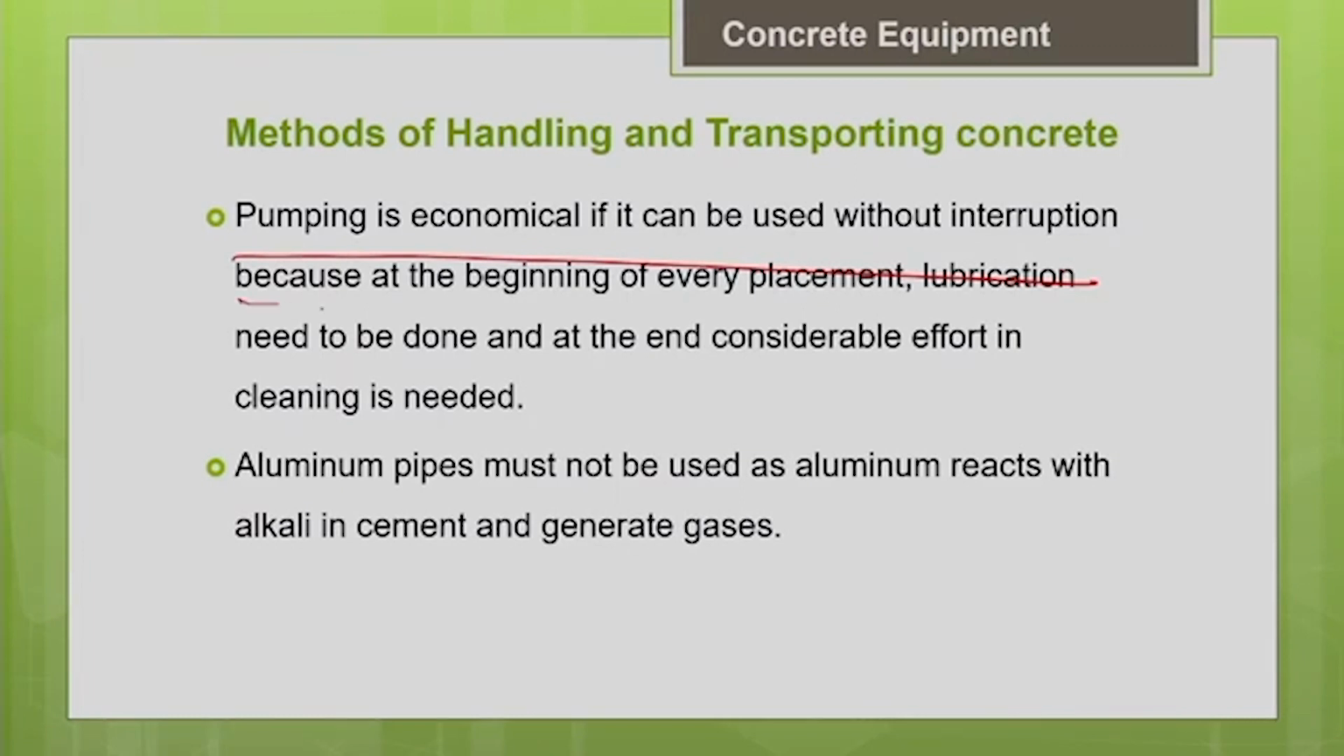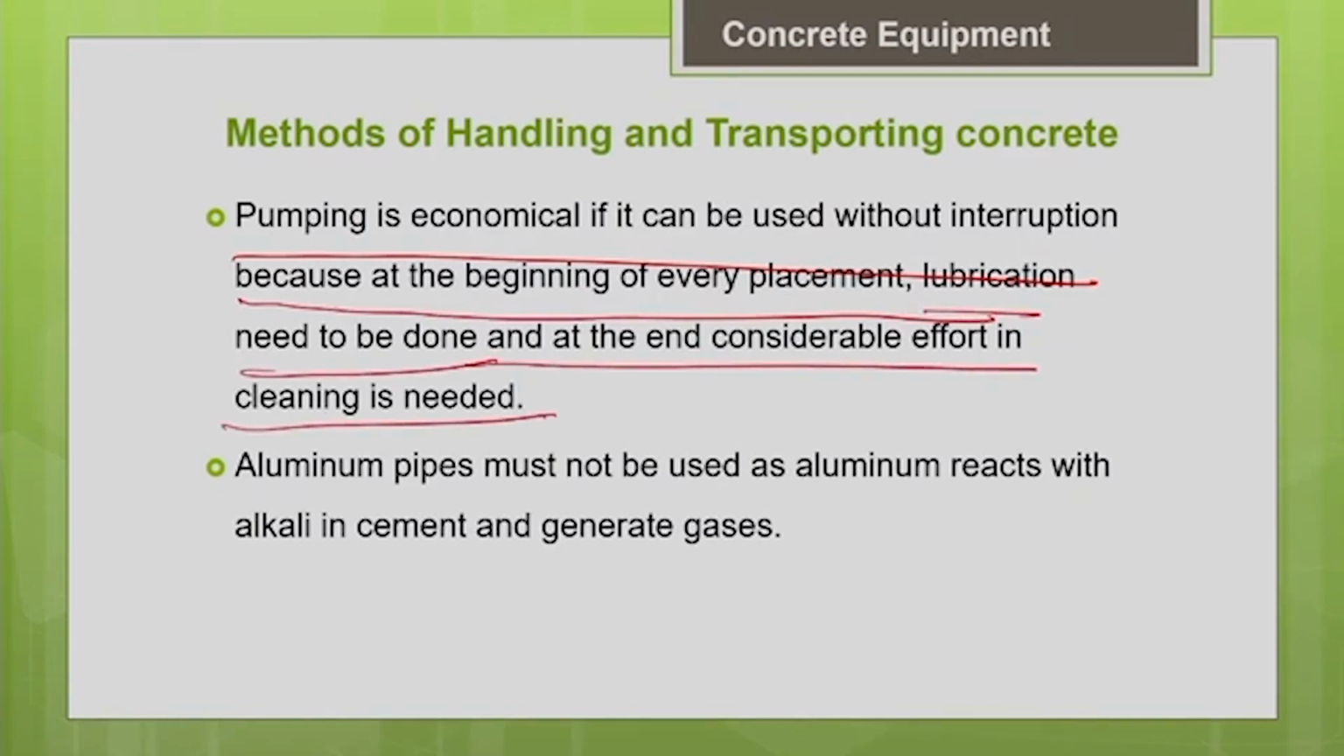Because at the beginning of every placement lubrication needs to be done, and at the end considerable effort in cleaning is needed. So that is why if you need a continuous supply and continuous placement of concrete, you can go for the option of pumping. And another important thing is we should not use aluminium pipes for placing the concrete, because studies have proved that aluminium will react with the alkali content in the cement and generate hydrogen gas that will affect your concrete strength. So aluminium pipes are not generally recommended for concrete placement.